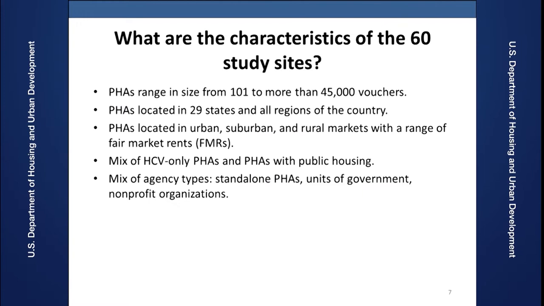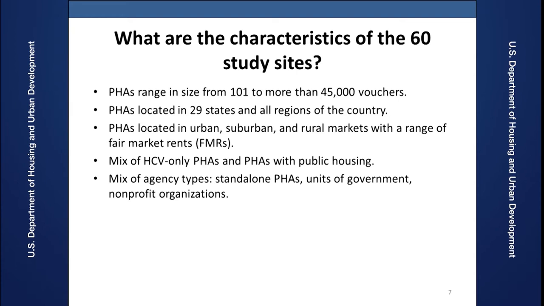So the result from this essentially random sampling approach is that we have a group of 60 PHAs that are very diverse, a very diverse sample of high-performing and efficient housing authorities. They range in size from just over 100 vouchers to more than 45,000 vouchers. The study was located in 29 states and all of the regions of the continental U.S. They're in urban, suburban, rural markets with a range of fair market rents.